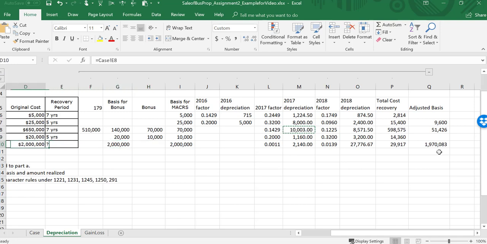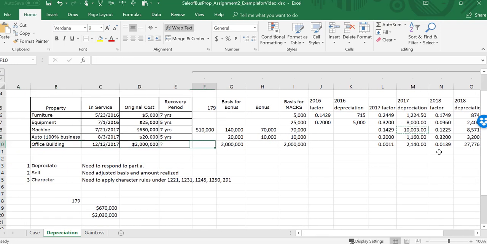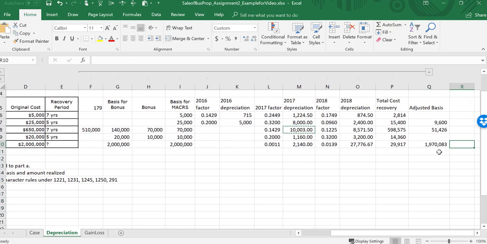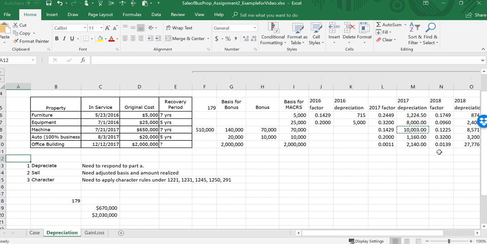Okay, so now I have depreciated all 5 of these assets over their useful life, right? And I have their adjusted basis ready. So I've done step 1. Now I need to move on to step 2. So I need the adjusted basis and the amount realized, right? We know we need to learn it, live it, love it, know it.